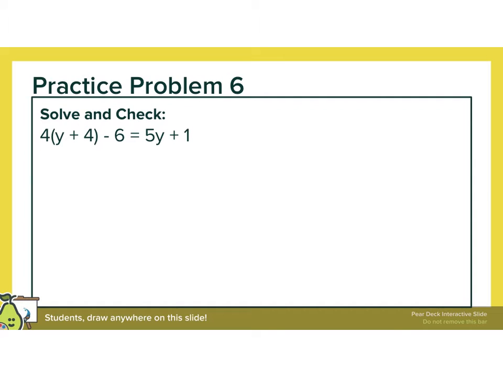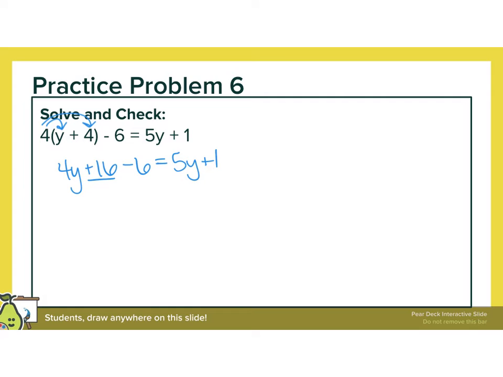All right, step 1. There are parentheses. We are distributing. 4 times y, 4y. 4 times 4, positive 16. Bring down the minus 6. Bring down the 5y plus 1. Step 2, combine like terms.